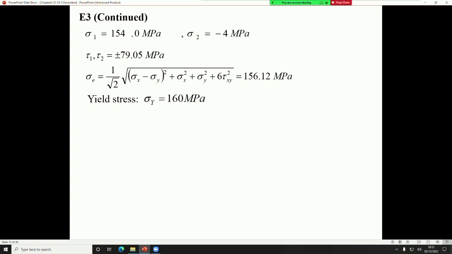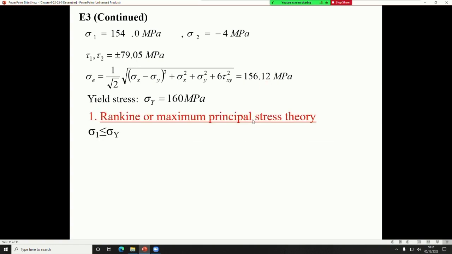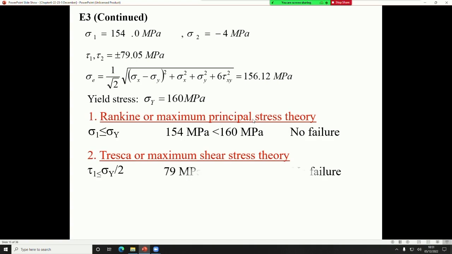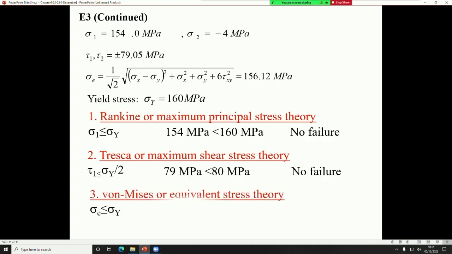So my question to you: is it going to fail based on the maximum principal stress theory? No? Good. Based on the maximum shear stress theory of Tresca, look at slide 15, is 79 less than half of this or not? Okay, so it's not failing. Is it failing based on von Mises? No. So it does not fail based on any of these three criteria. If I want to keep it safe, it has to be equal to or less than the yield stress or safe stress of the material.